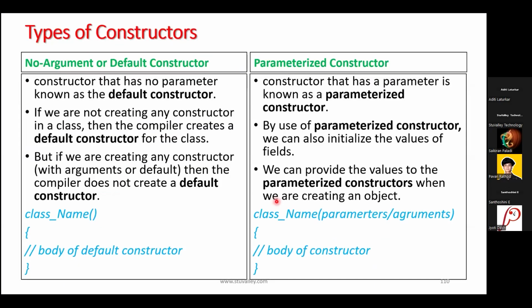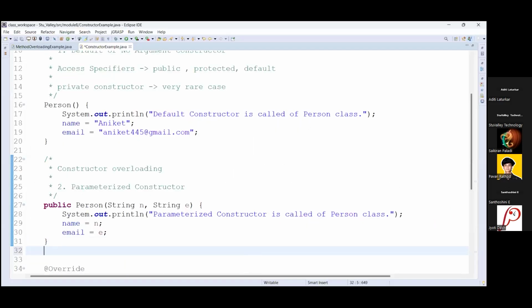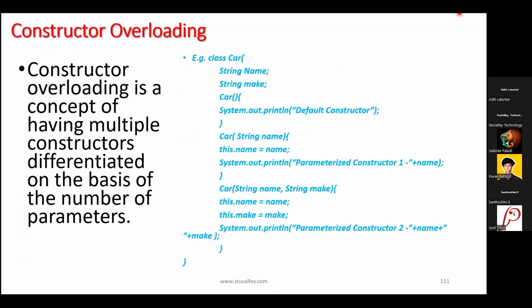So you can define any number of constructors in your class. We will define the next constructor here. First we will see the use of the this keyword. This is constructor overloading. We have already seen that constructor overloading is the concept of having multiple constructors differentiated on the basis of the number of parameters and the type of parameters we are defining. We cannot use any variables apart from your instance variables.